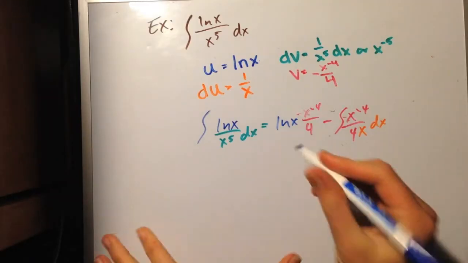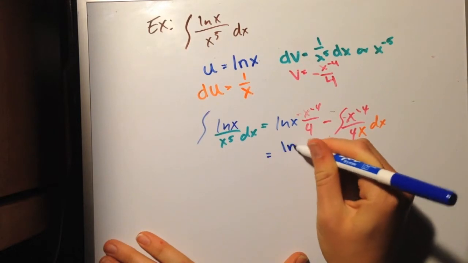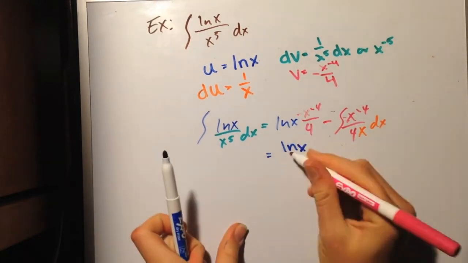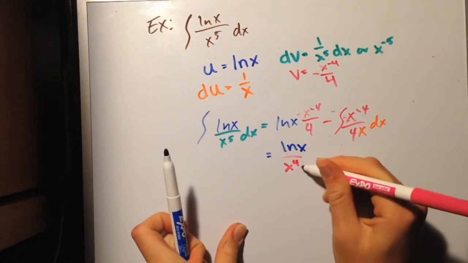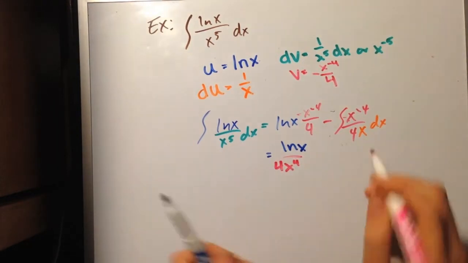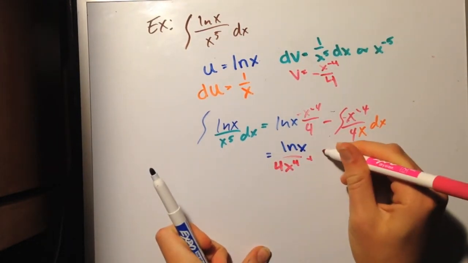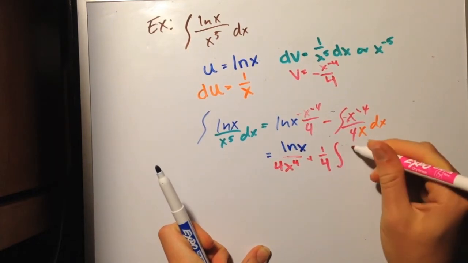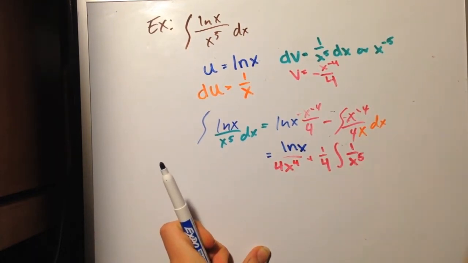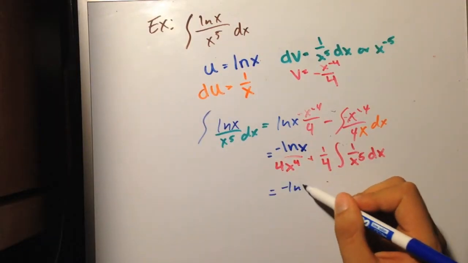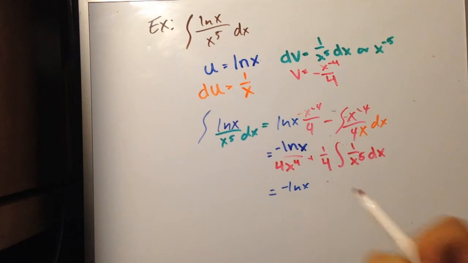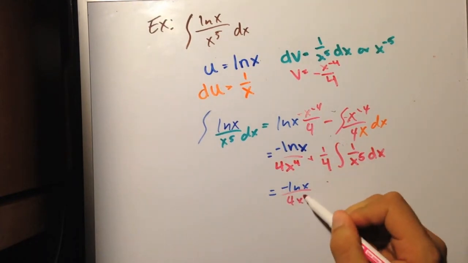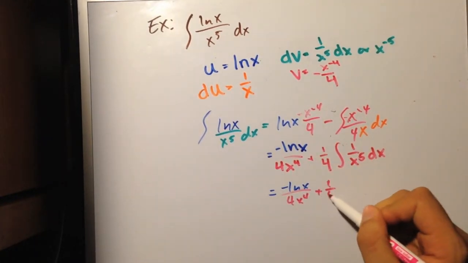Got a negative! If we simplify this expression here, we have ln of x over x to the fourth times 4 plus 1/4 times the integral of 1 over x to the fifth. Got a negative! So now we have negative natural log of x over 4x to the fourth plus 1/4.